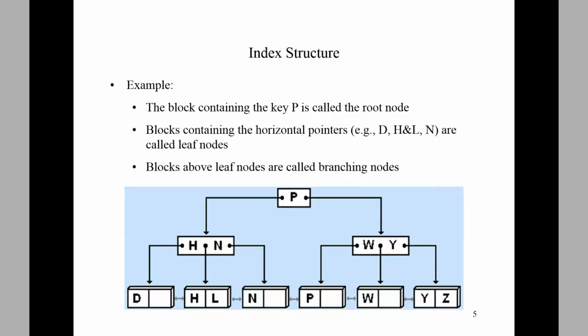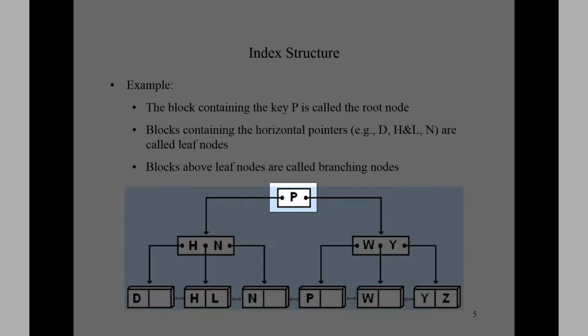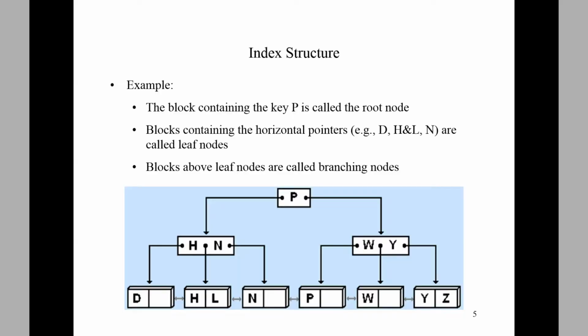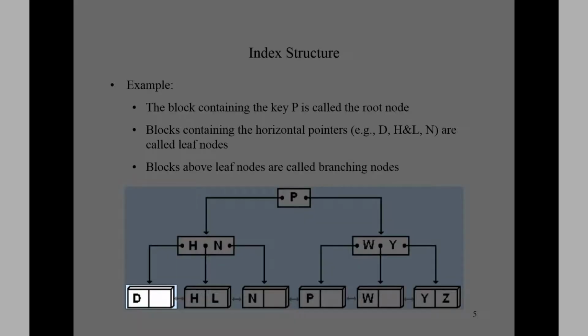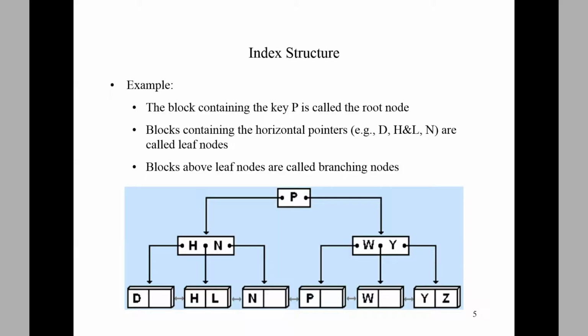Let's look at characteristics of this tree, observing its content. Notice the block that contains the value of P. This is the root of the tree. The blocks that contain the horizontal pointers, such as D, HL, N, and so forth, are referred to as the leaf blocks or leaf nodes within a tree. Blocks above the leaf nodes have these vertical pointers in our diagram. They're pointing downward. These are called branch nodes or branching nodes.